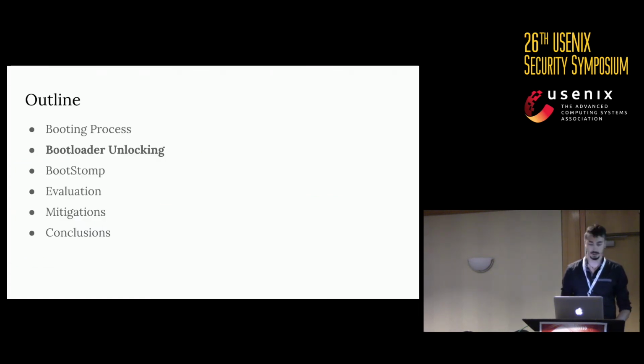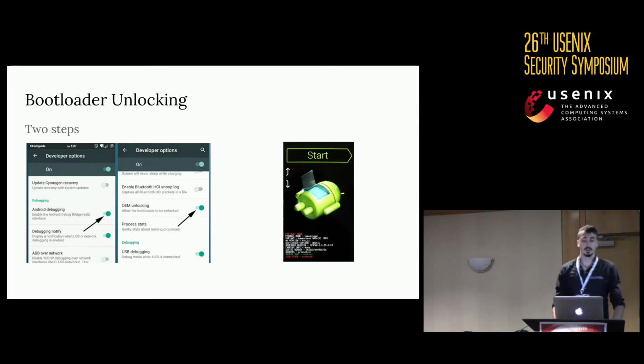OK, let's talk briefly about the unlocking. The unlocking procedure takes 2 steps. First of all, the user has to unlock the screen, go into the Android option, and set the OEM unlocking. After that, she has to restart the device and enter what Google calls the fastboot mode. In this mode, she can send a few commands, and the bootloader is unlocked.